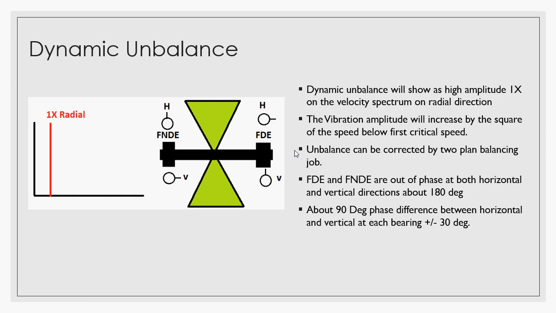Dynamic imbalance is very similar to the couple imbalance. Here we will see as well horizontal at both drive and non-drive will be out of phase about 180, vertical will be out of phase at 180. The phase between horizontal and vertical at each bearing by itself will be about 90 degrees plus or minus 30 degrees. It can be corrected by two plane balancing.